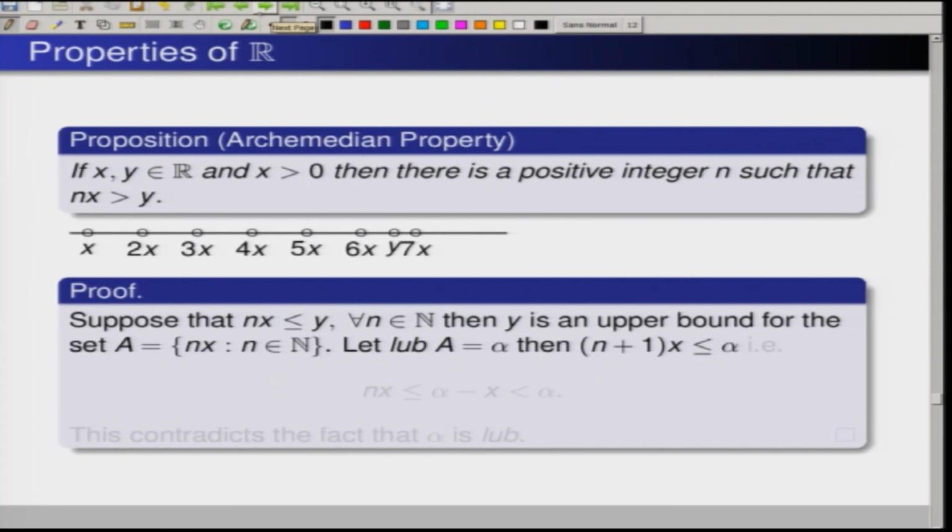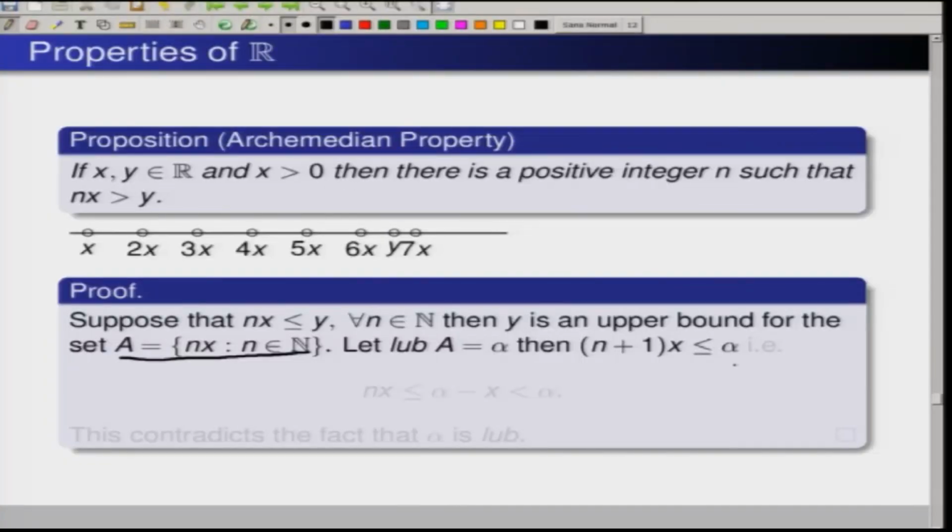Now suppose that there does not exist any n, that means n x is less than or equal to y for all n. Then definitely if I take the set A to be n x, n belonging to N, then y is going to be an upper bound of this. By the construction of the real numbers, this set A is going to have a least upper bound, because that is our axiom of a real number. Now, call that least upper bound alpha.